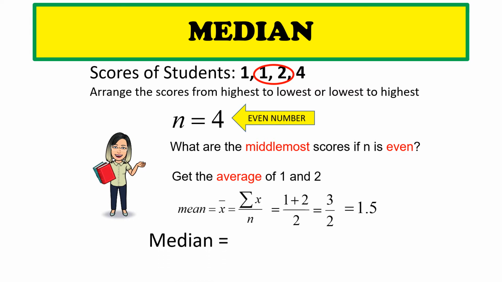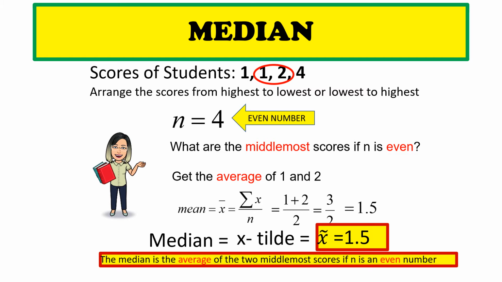So we have our median, which is represented as x tilde. X tilde is an x with the symbol of enye. So our median is 1 and 5/10. So the median is the average of the two middlemost scores if n is an even number. Do not forget that the median is the average of the two middlemost scores if n is an even number.